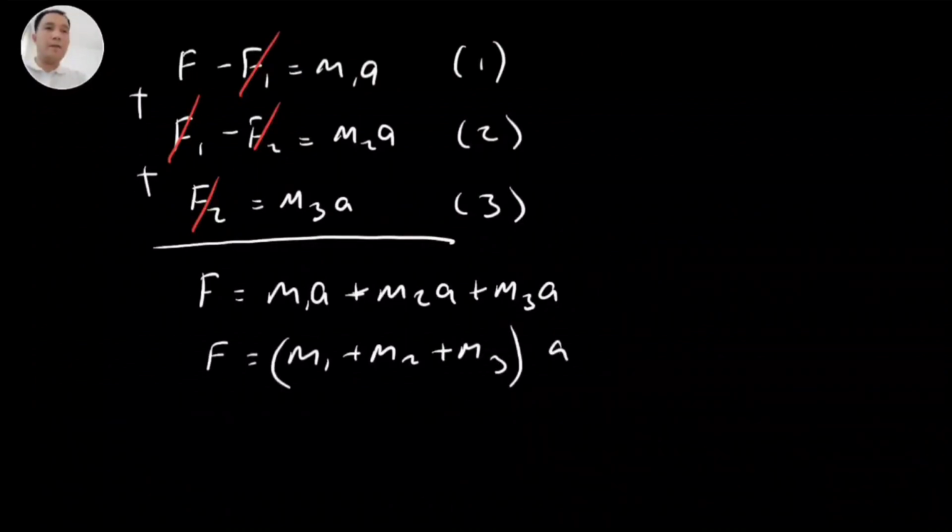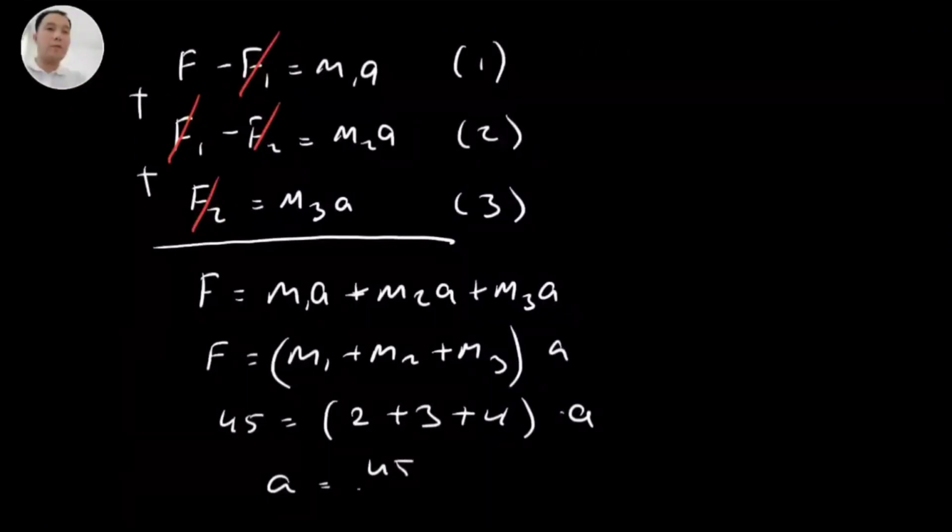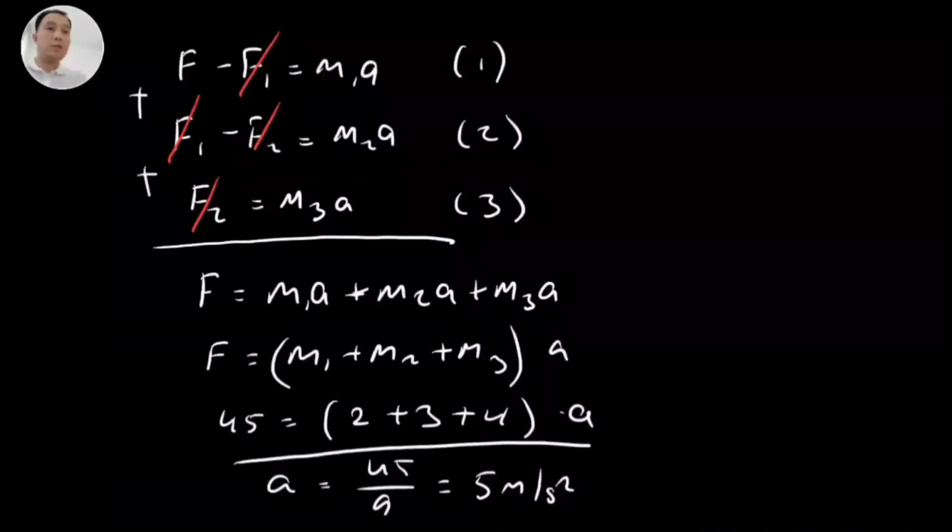F was 45 newtons, equals 2 kilograms plus 3 kilograms plus 4 kilograms, times acceleration. From here, acceleration equals 45 over 9. So the answer is 5 meters per second squared. This is the acceleration of the system.